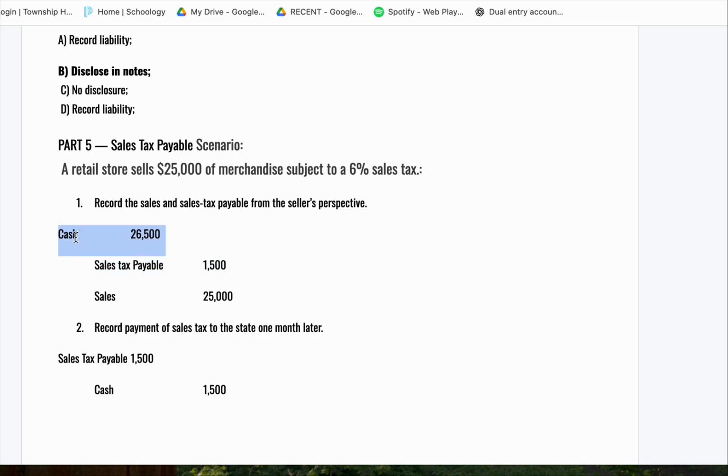So that's obviously a debit to cash, credit to sales, but the new account there is sales tax payable. So that company is just a custodian of that money until they pay the government those sales taxes. And so that's why it goes automatically into that liability account. So it's a credit to sales tax payable, and then when they pay the sales tax to the state, it's a debit to sales tax payable for $1,500 and a credit to cash for $1,500.